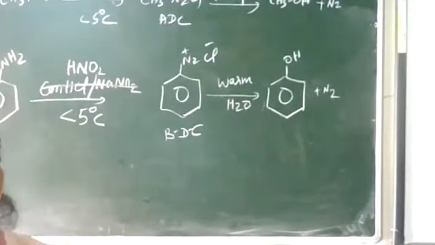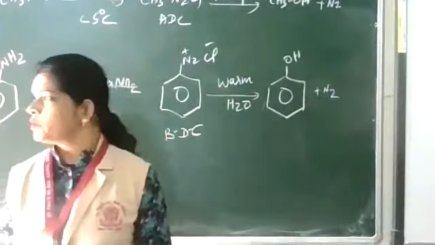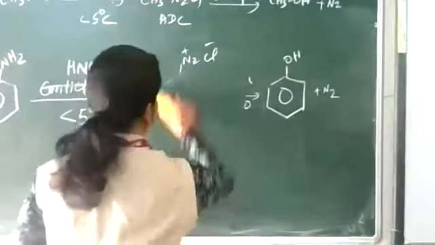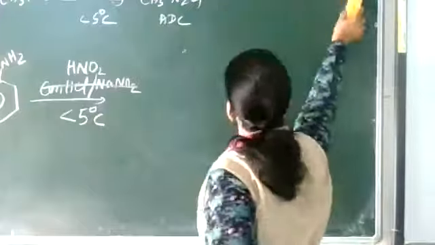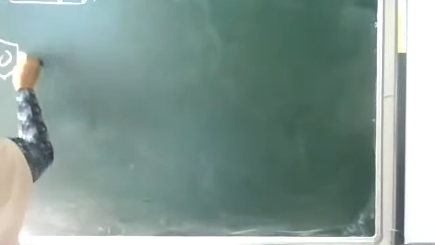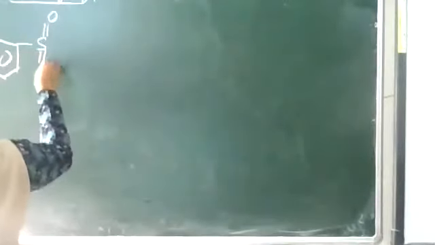Next is the reaction with benzene sulfonyl chloride, known as Hinsberg reagent. This is number 6, the Hinsberg reagent. Benzene sulfonyl chloride is C6H5SO2Cl, with S double bonded to O and O, and Cl. This is benzene sulfonyl chloride.